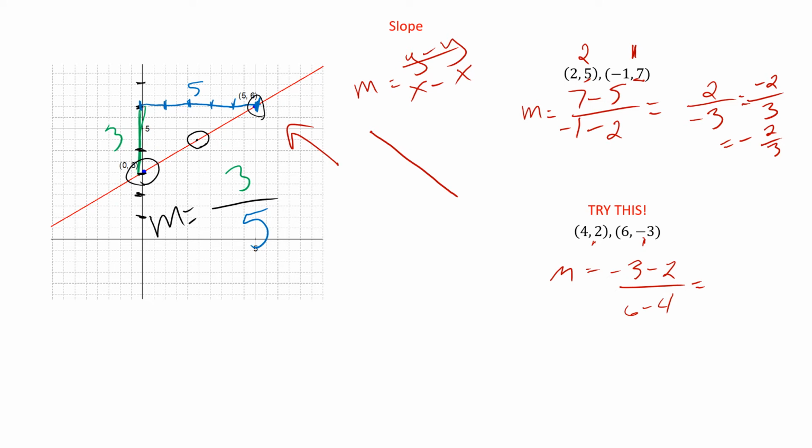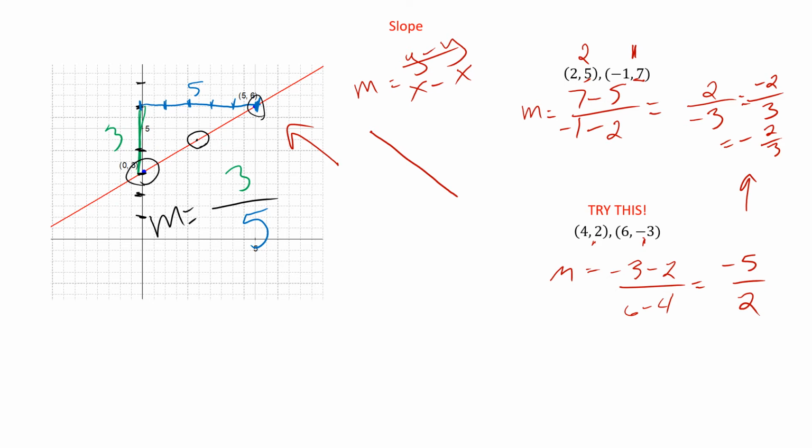Simplify this. -3 minus 2 is -5 over 6 minus 4 is 2. So we have -5 over 2. If you went the other way on your points, you would get 5 over -2, which, as we discussed right up there, is the exact same thing. So we have -5/2 is the slope.